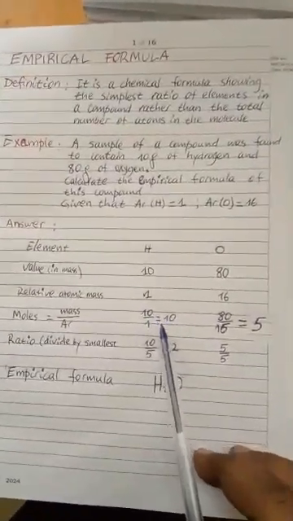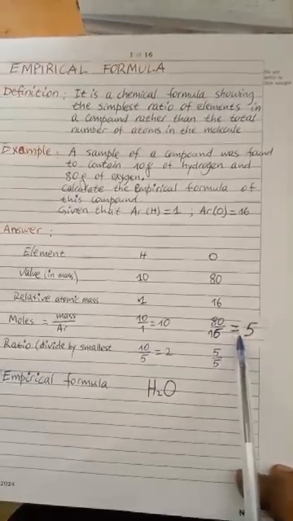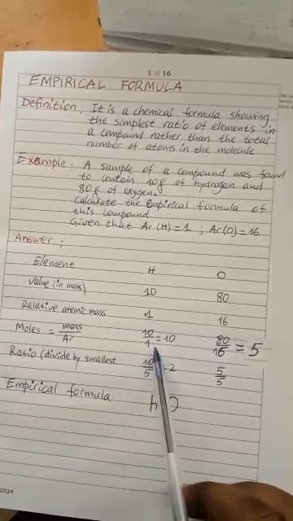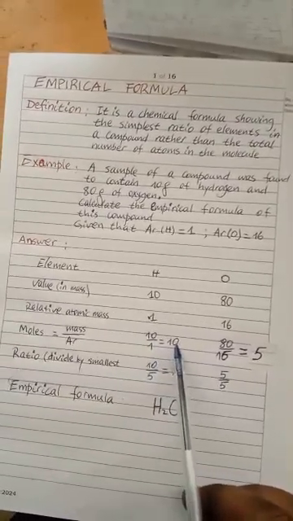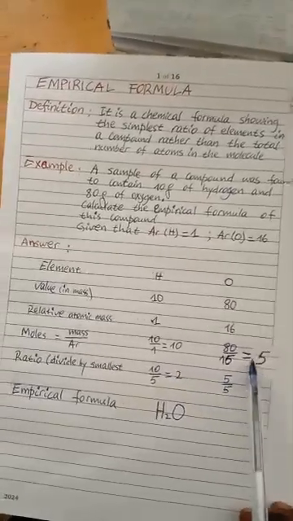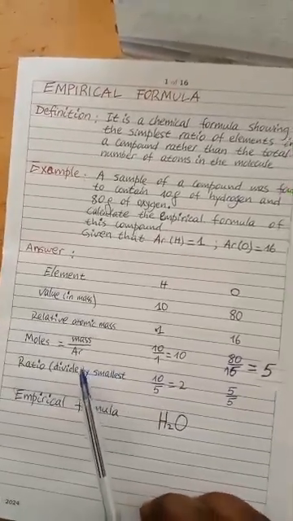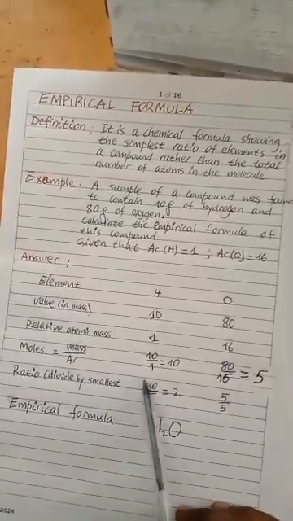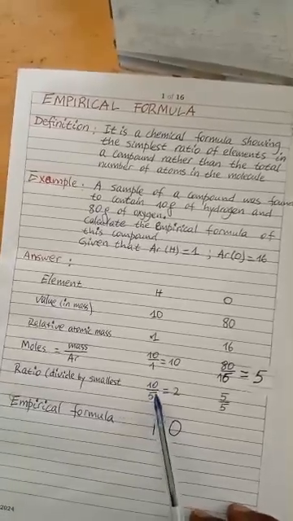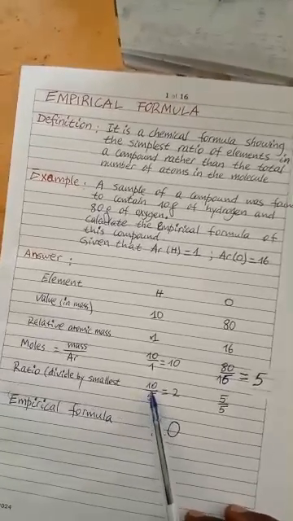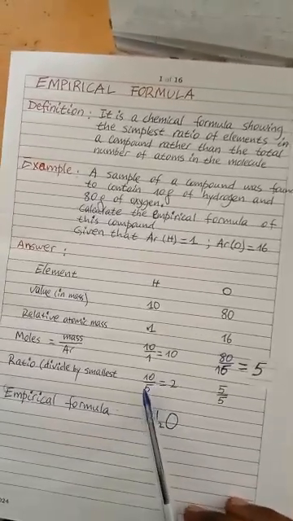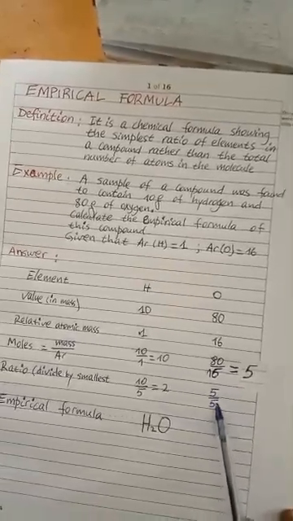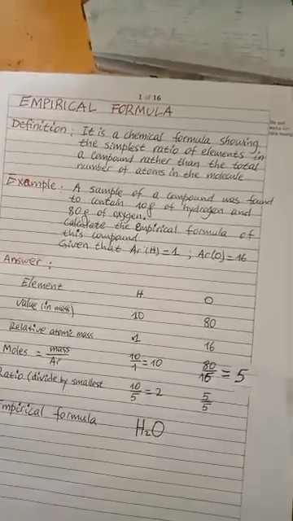The smallest ratio here is that of oxygen, which is equal to 5, because the one for hydrogen is equal to 10. So the smallest value is 5. We then calculate the ratio by making the smallest value the denominator of the fraction. So 10 over 5 equals 2, and 5 over 5 equals 1.